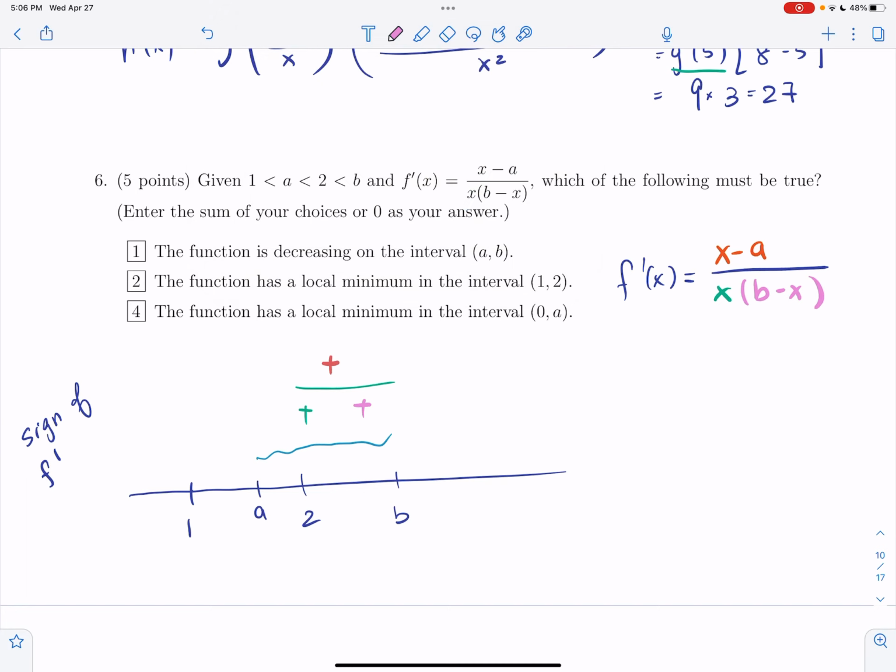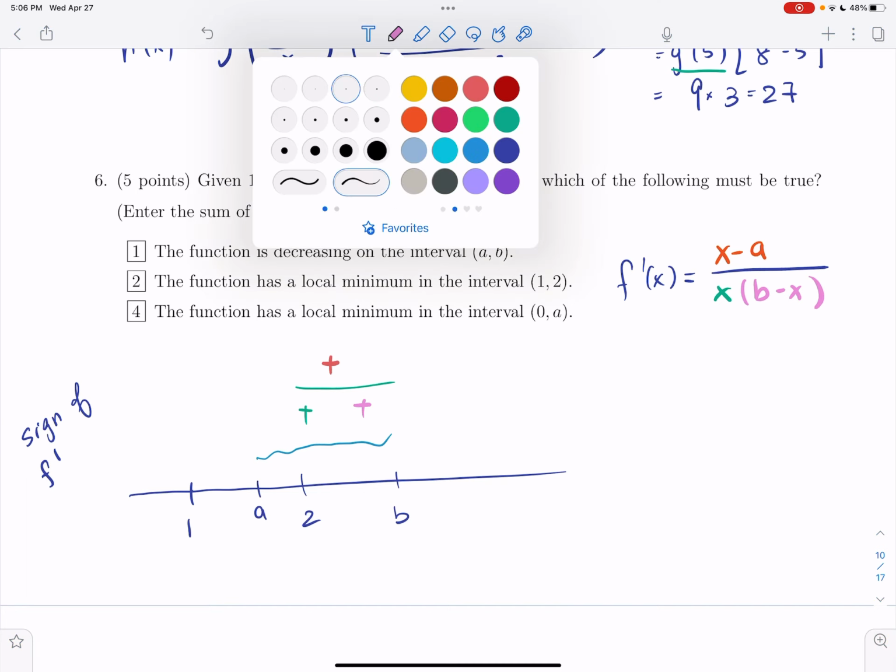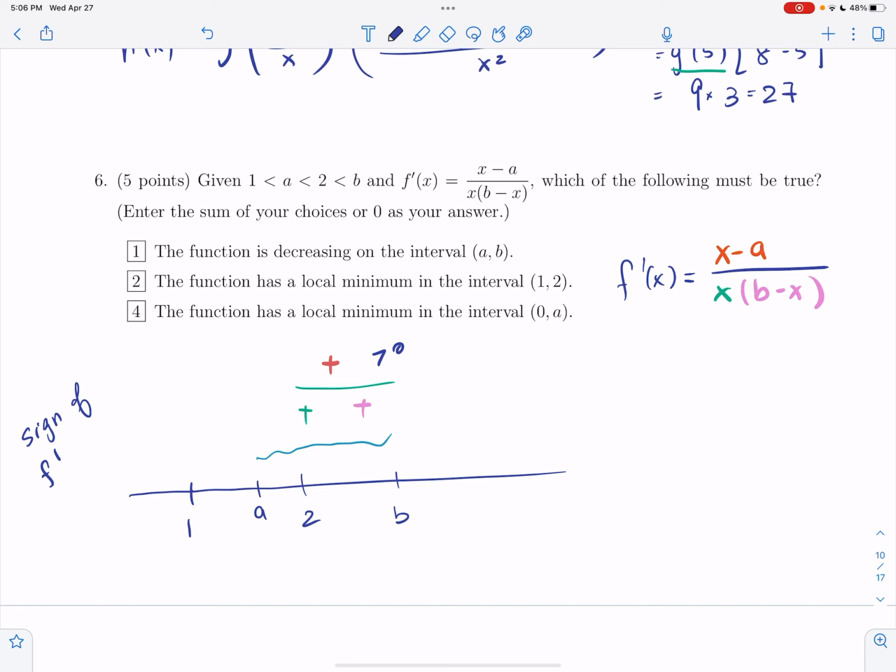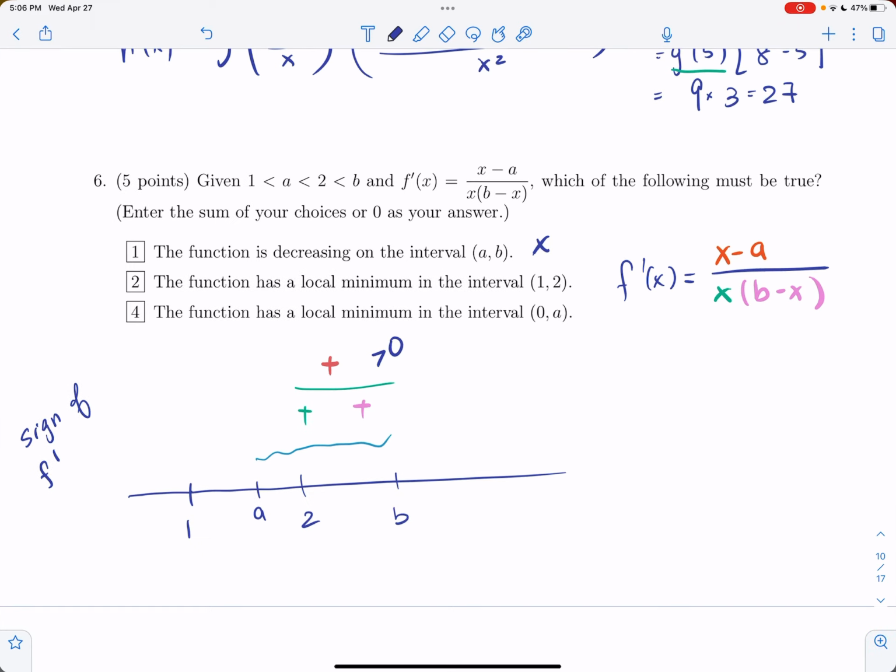So because this is positive, you do not have that the function's decreasing on the interval. In fact, the function's increasing on the interval A to B, because the derivative is positive. All right, now let's look at the second one. It says f has a local minimum in the interval 1 to 2. Well, let's take a look at this.